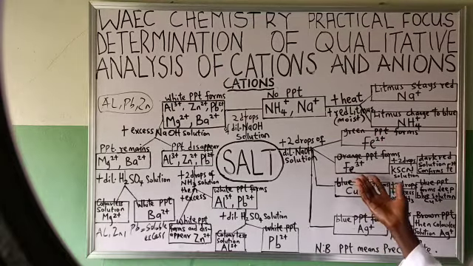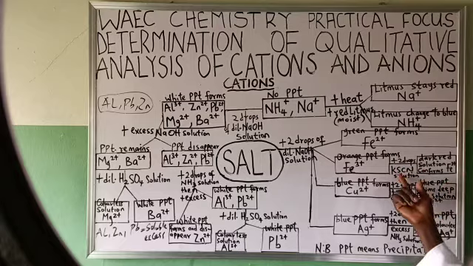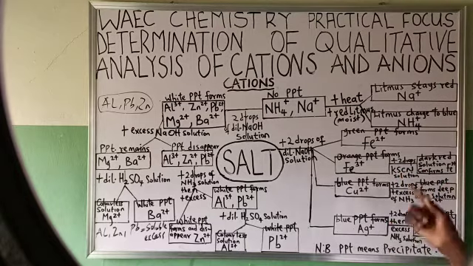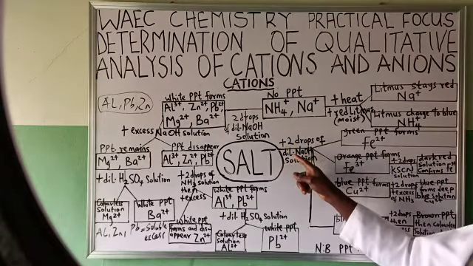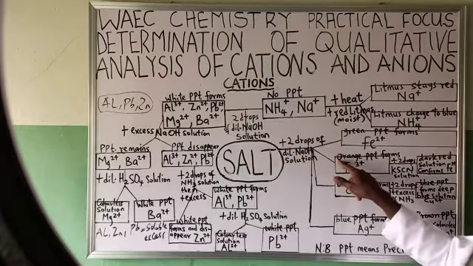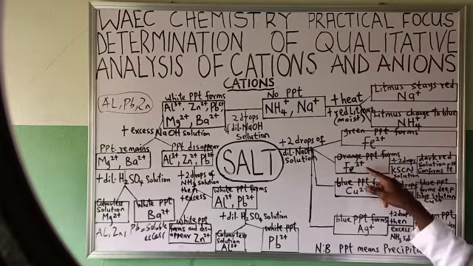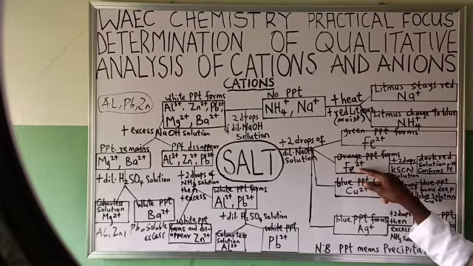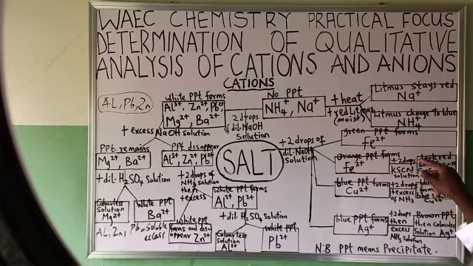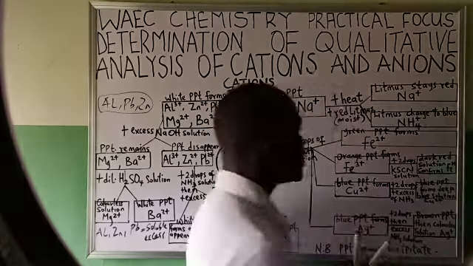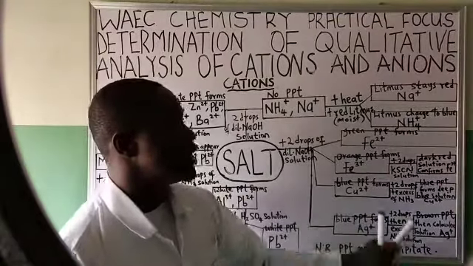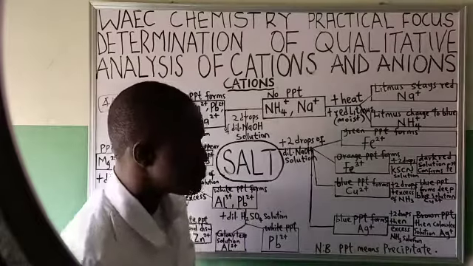But if you still have other reagents like potassium thiocyanate, when you add 2 drops of dilute NaOH, you must have an orange precipitate before you say iron 3, not iron 2. If you have an orange precipitate, you say iron 3. Then to confirm that it is iron 3, add 2 drops of potassium thiocyanate. If it gives you a dark red solution, it confirms iron 3.